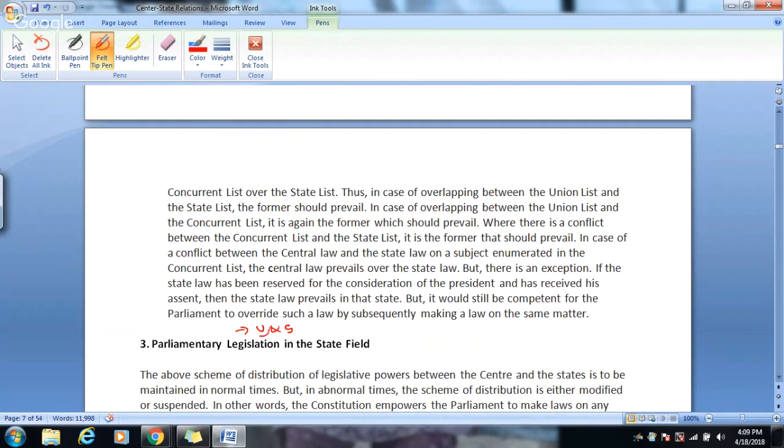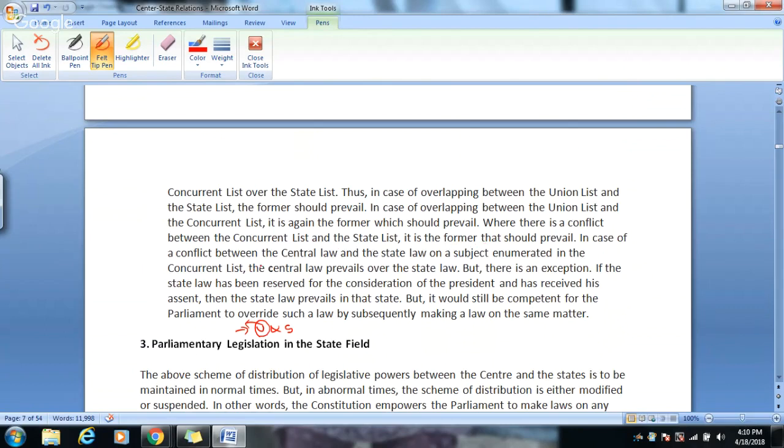That is, in these particular cases, whatever laws are made by the union will be taken into account. Whereas in case of overlapping between the union list and the concurrent list, it is again the former which should prevail, that is the union list only. The laws made by the Parliament will come into account. Then, where there is a conflict between the concurrent list and the state list, it is the former that should prevail, that is the concurrent list.